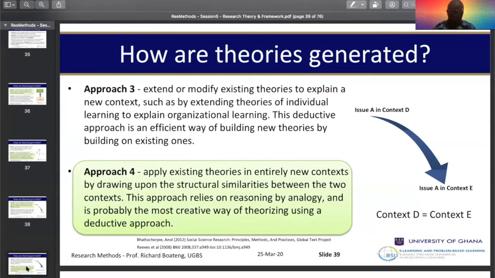So the first one, you take the data and learn from the data. The second one, you have a predefined framework and take it to the field and then test it, and then use the data you took from the field to refine it or to make it better.